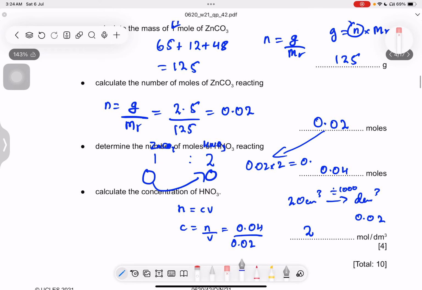So we just did what they asked us to do and just applied the simple formulas, nothing new.